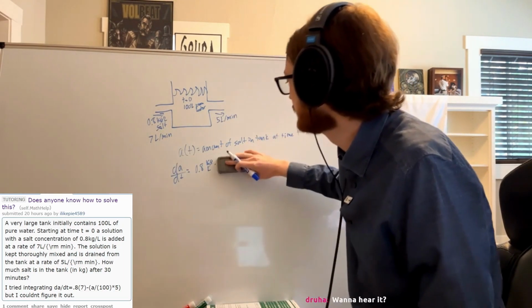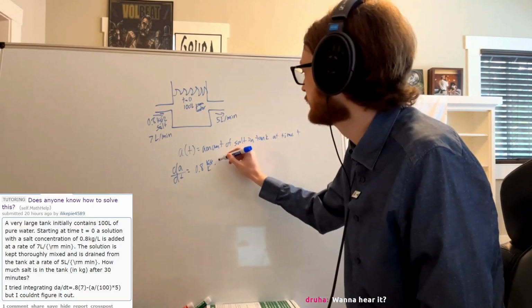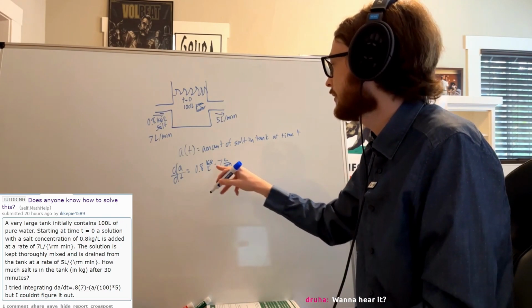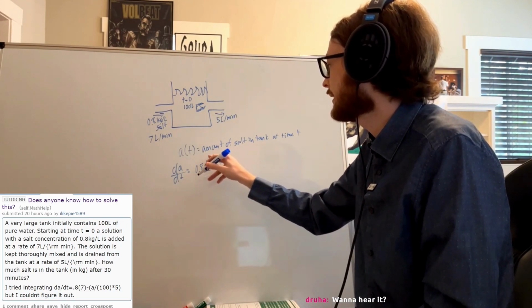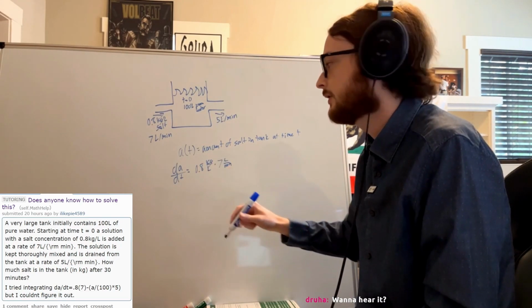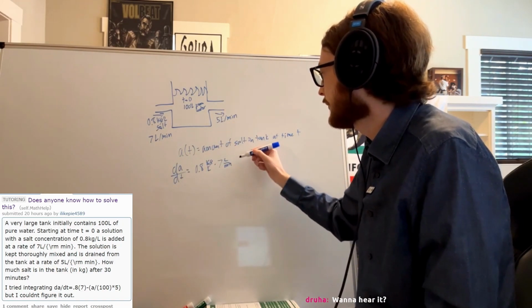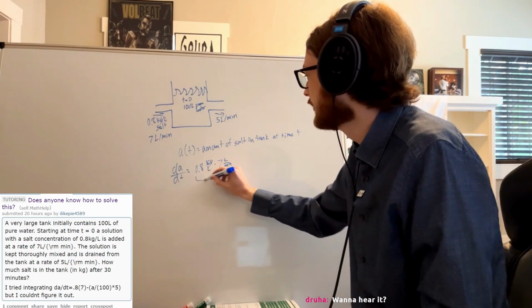And the units here are going to make sense because the liters cancel, so we get kilograms per minute, and dA by dt is in kilograms per minute. Like, that's the units that we want. So this is the rate in.